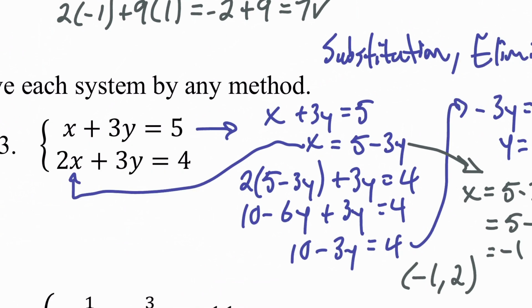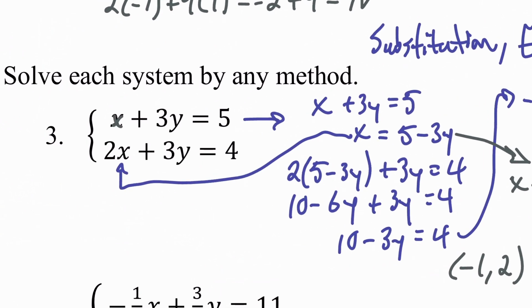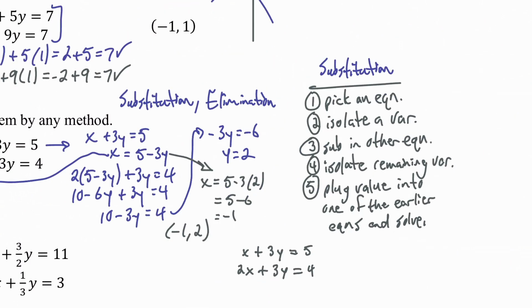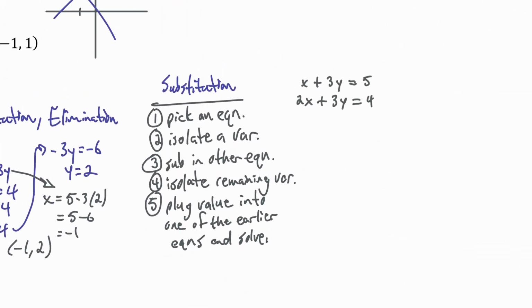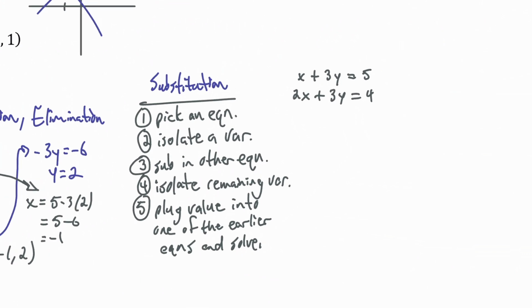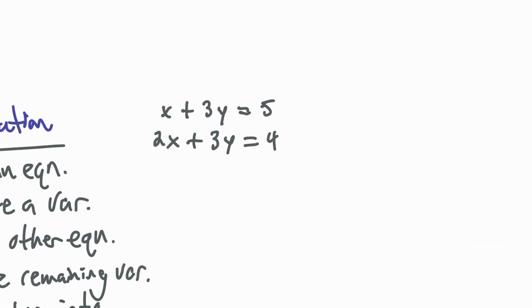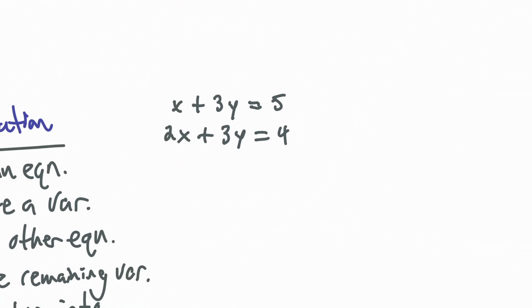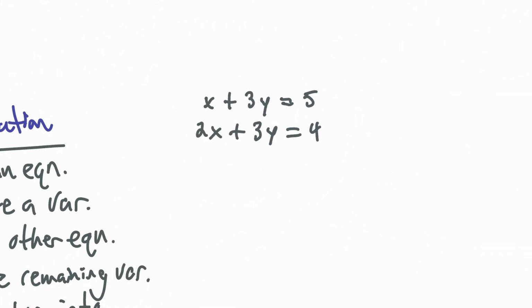Okay, so let's do this. We got some room over here. Okay, so now we're going to do elimination. Now the way elimination works is that you want to combine the two equations by adding or subtracting. Usually we'll do adding in order to eliminate one of the variables. What do I mean by that?